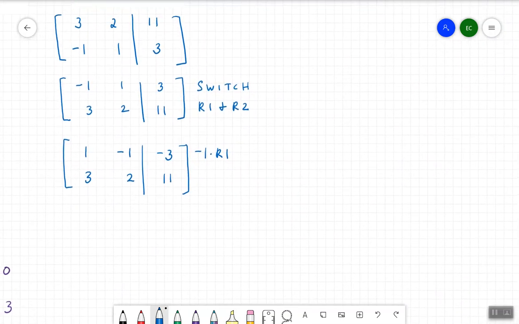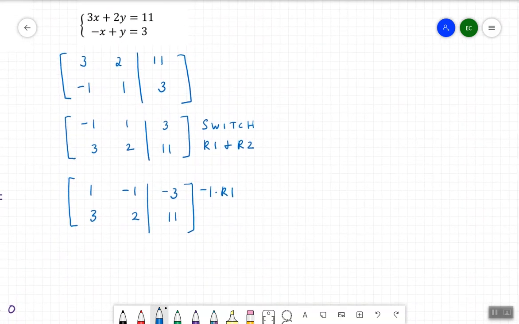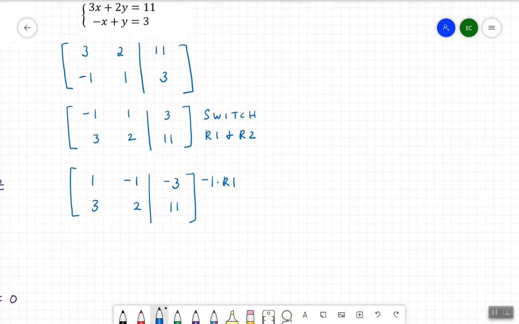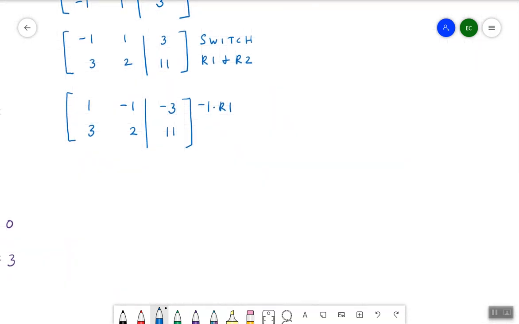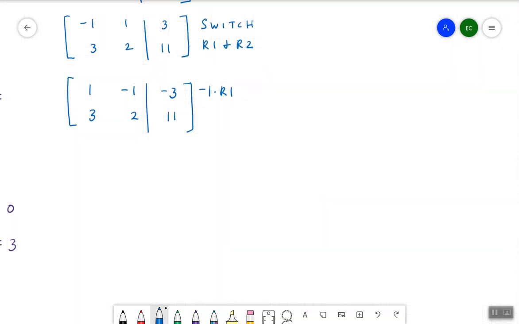So that was the big idea that I wanted to show you. It's not really that big of an idea, but that's the thing I wanted to show you in this example. The rest of it should go pretty smoothly. We'll make a 0 underneath the 1. To do that, we'll do -3 times row 1 plus row 2. The first row just gets copied down. The second row is going to be 0. And then it's going to be 3 plus 2, which is 5. And then it's going to be 9 plus 11 is 20.